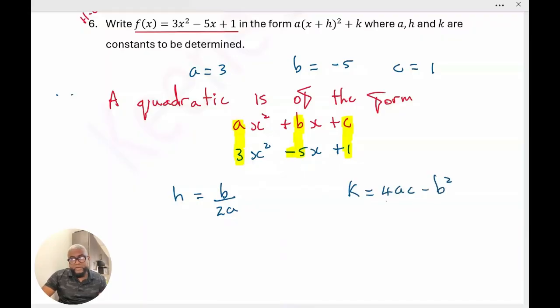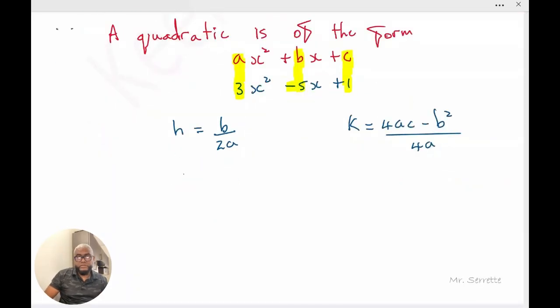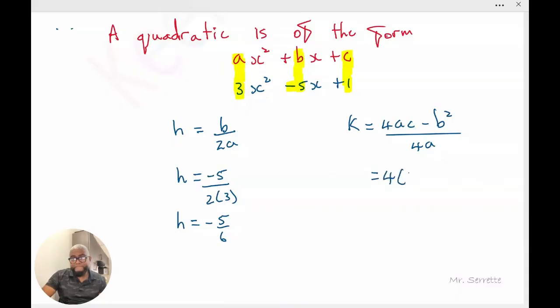Minus b squared all over 4a. h is minus b over 2a, which is 5 over 2 by 3. And what is it? h is equal to what? Negative 5 over 6. And what is k? c minus b squared over 4a, so 1 minus negative 5 squared all over 4 by 3.